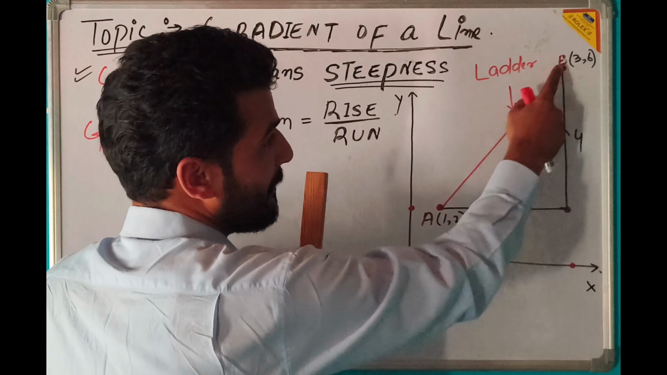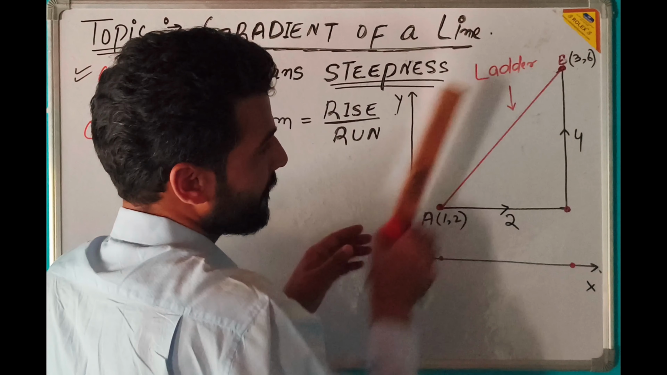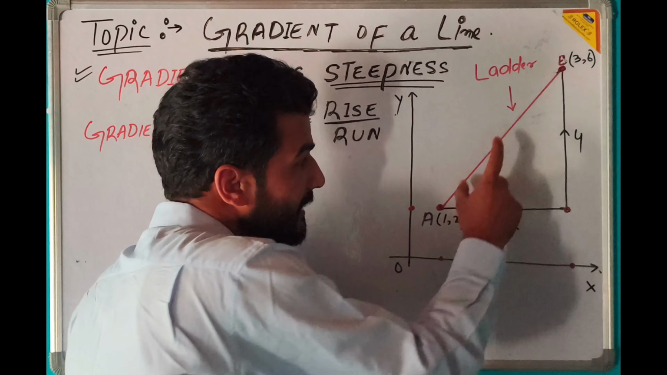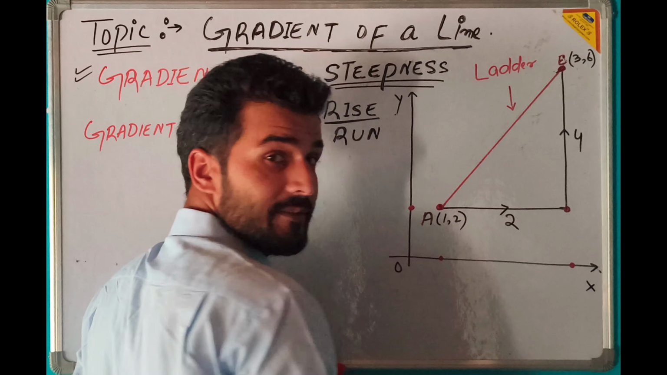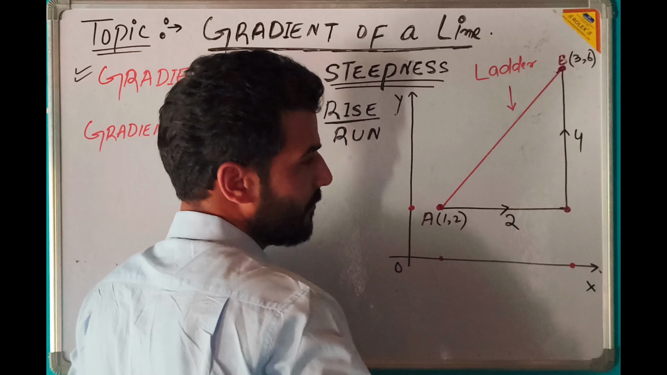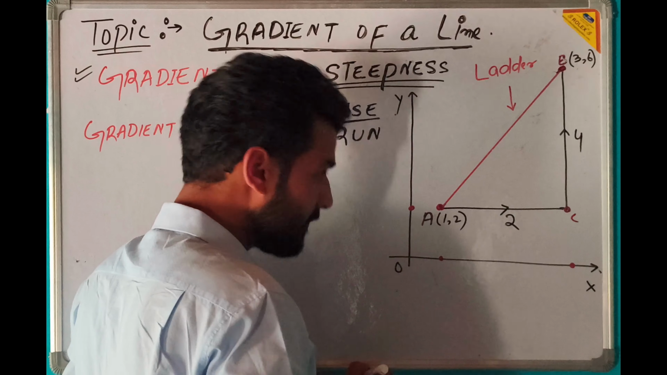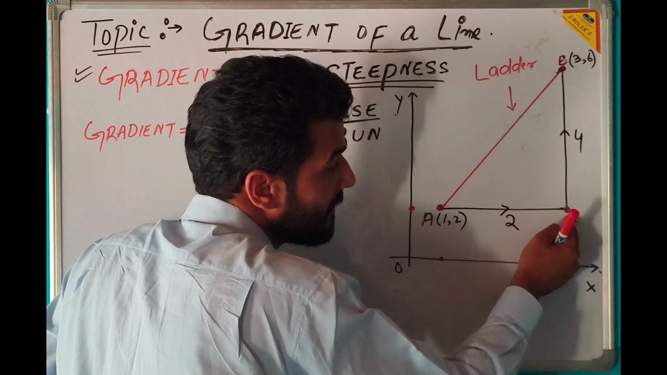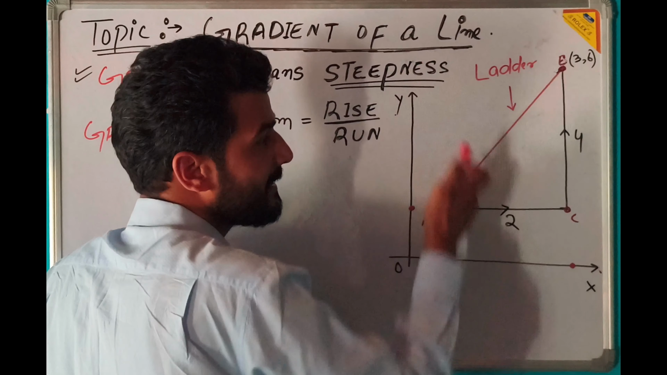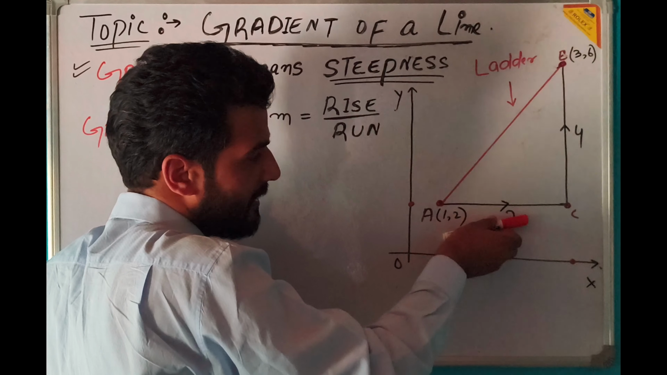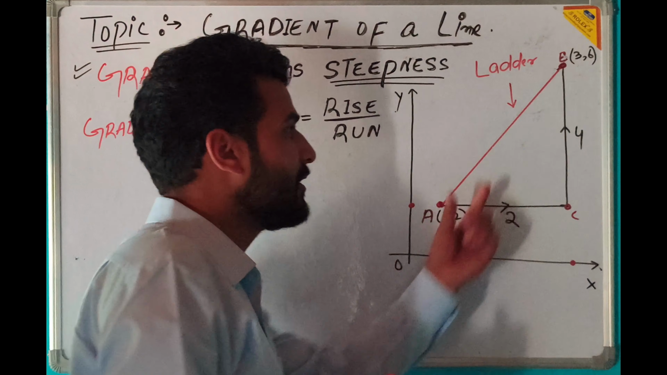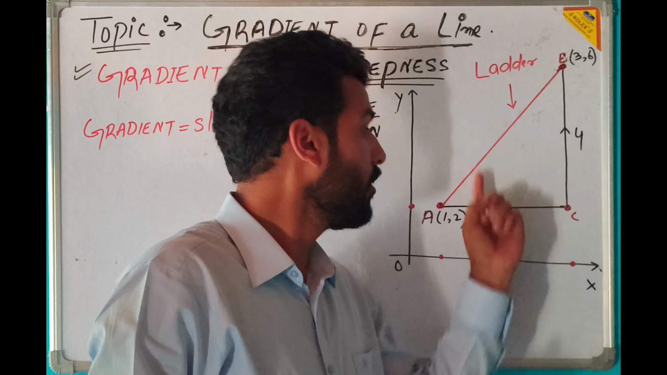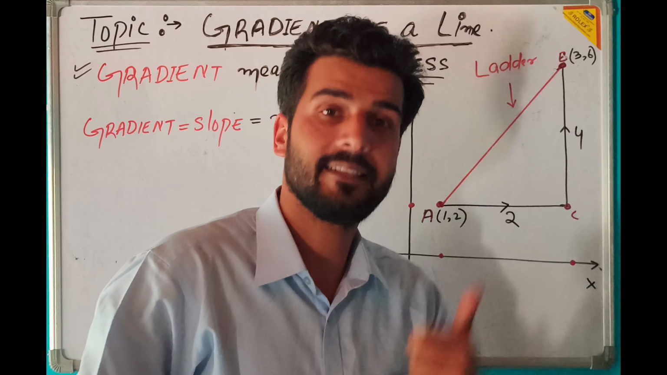As we can see, let us suppose this is the ladder here. AB is the ladder, and this ladder has covered a distance of 2 units along the x-axis, from this point to this point. Let us suppose this is C. It has traveled the distance from C to B along the y-axis, that's 4 units. This is the change, but this change is along both the x-axis as well as the y-axis.